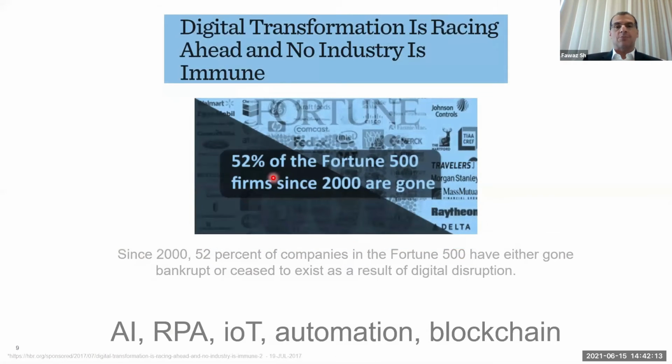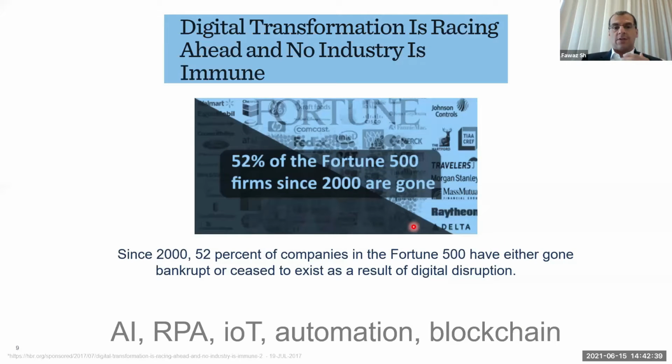And here it is. This is published by Harvard Business Review in 2017, and the numbers are shocking. More than half of Fortune 500 companies simply vanished, no longer exist due to digital transformation. And the reason for this is the different technologies which are actually impacting this: AI, RPA, which is robotic process automation, IoT, automation tools, blockchain, and now open API.